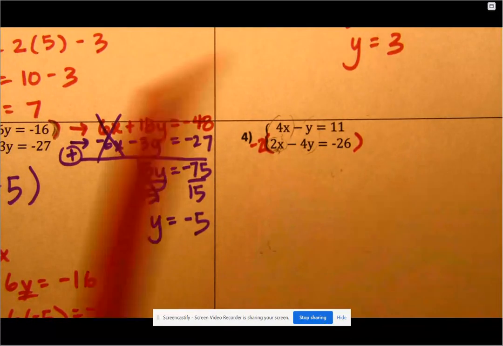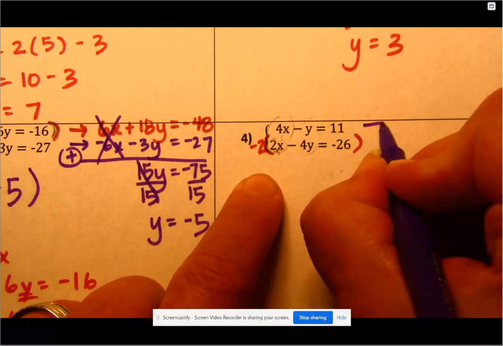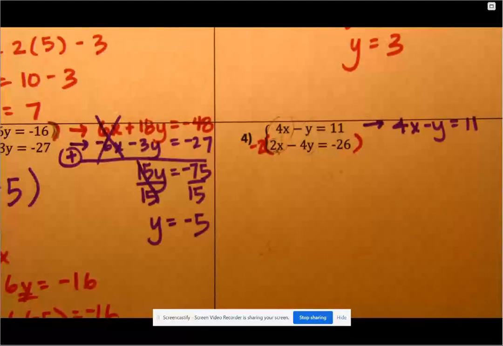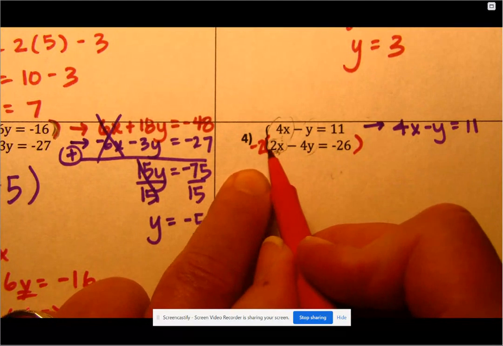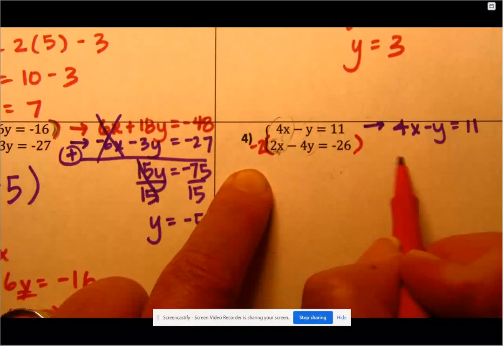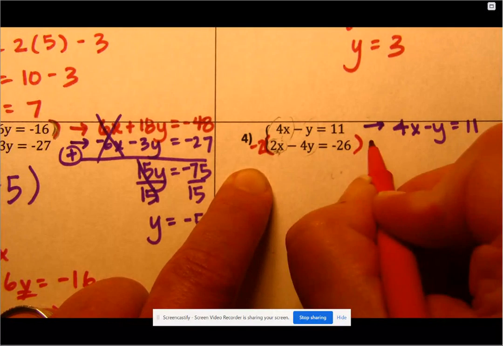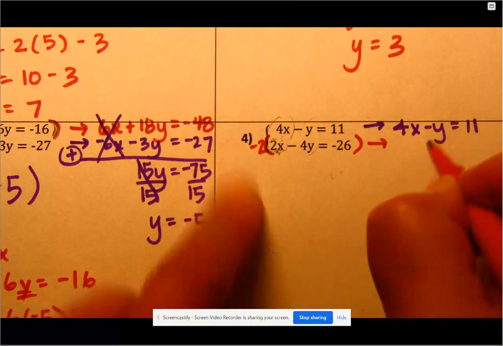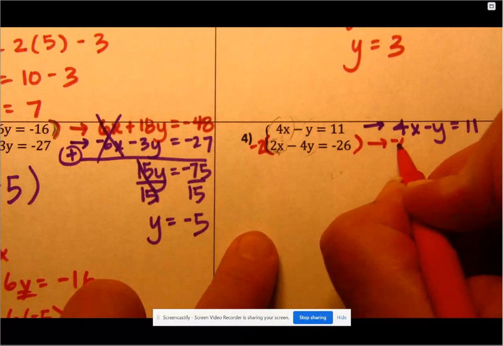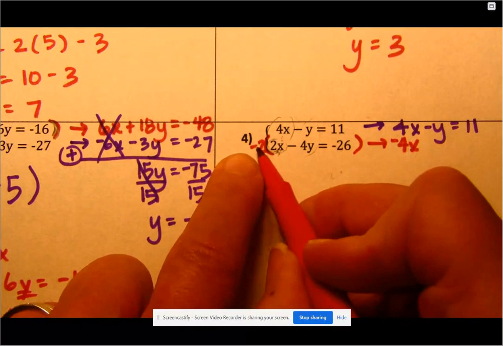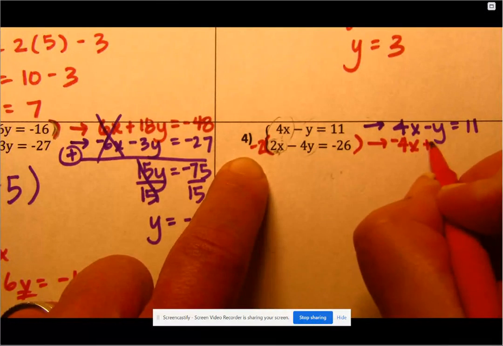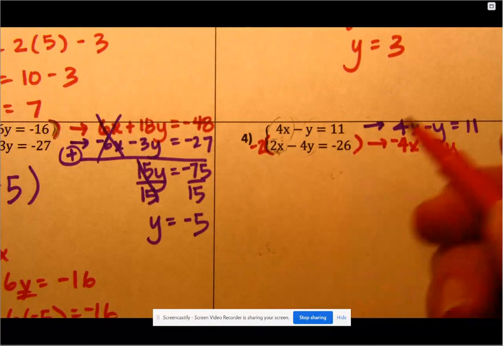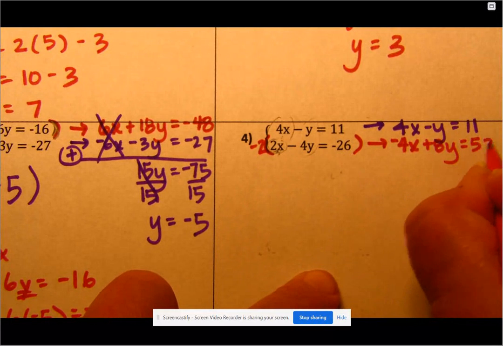So the top equation, we do not need to change. 4x minus y equals 11. Bottom equation, I had to pre-think, what can I multiply 2x by to make it opposite of this positive 4x? And I just multiplied it by negative 2. Now I need to multiply the whole equation by negative 2 to keep it equivalent. Negative 4x. Negative 2 times negative 4y is positive 8y. And negative 2 times negative 26 is positive 52.